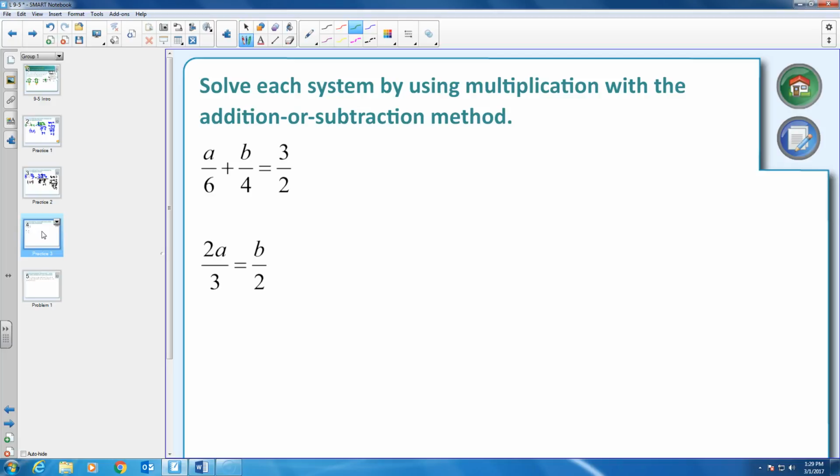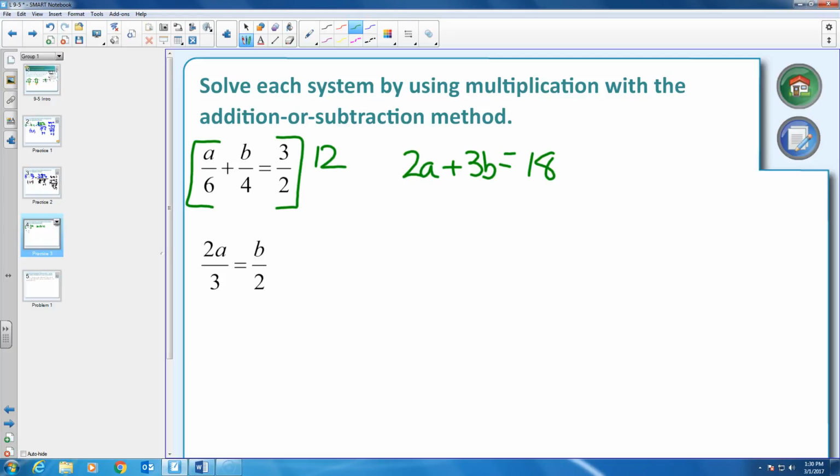So if I look at this first equation here, and if I'm going to eliminate the fractions, if we had 6, 4, and 2, what would we choose to be our common denominator? 12. So we're going to multiply everything by 12. Okay, so something's going to cancel along the way. So A over 6 times 12, what are we going to get? 2A plus, now we're going to do 12 times B over 4, which gives me 3b equals, what's going to happen here? 18. Everybody understand where all my numbers came from?